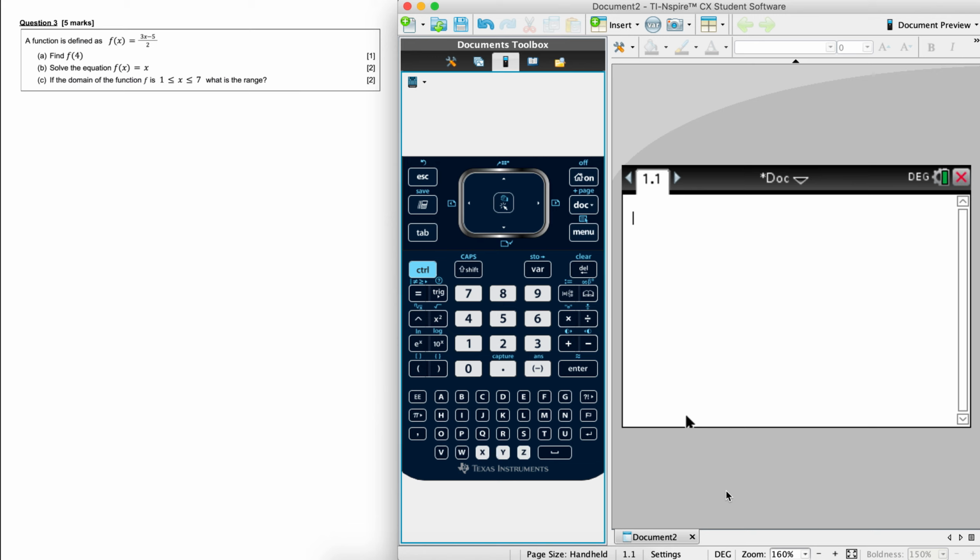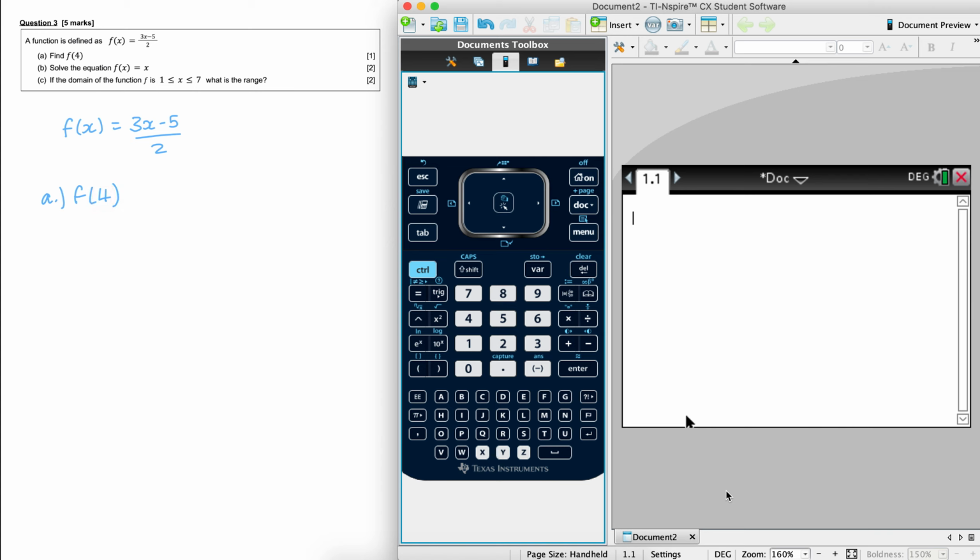Okay, so this question is using some prior knowledge revision from previous, and we're looking at functions. So we have the function f of x is equal to 3x minus 5 over 2, and that's given to us. And we're first of all needing to find out what is f of 4. So you can see here, all I've done is replace x with 4.